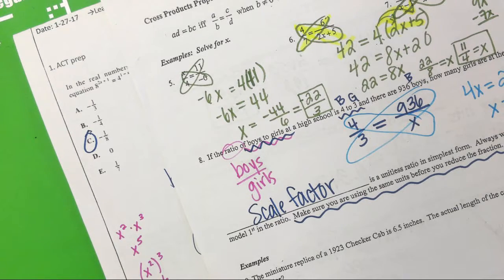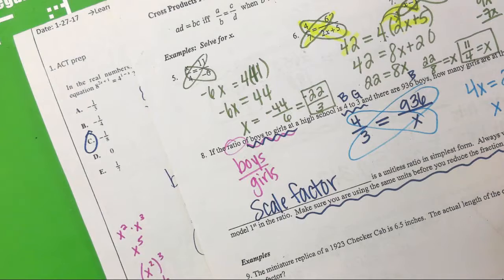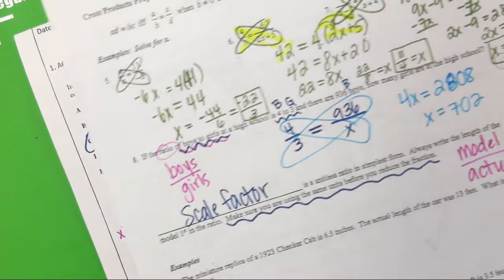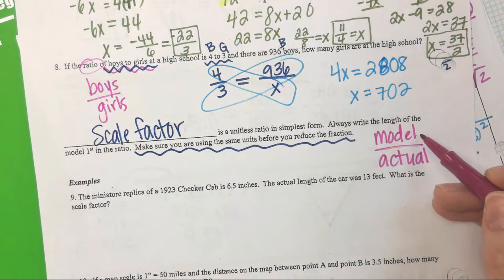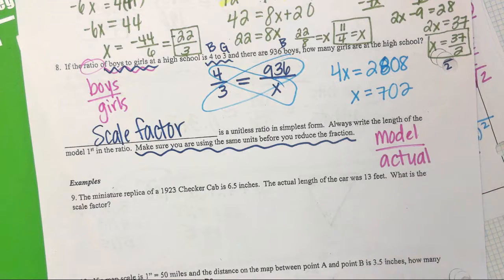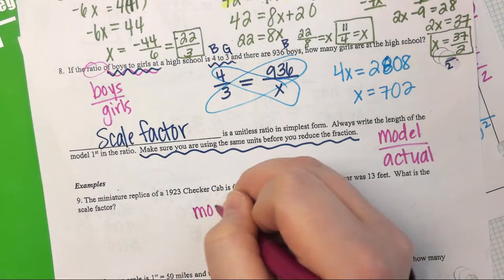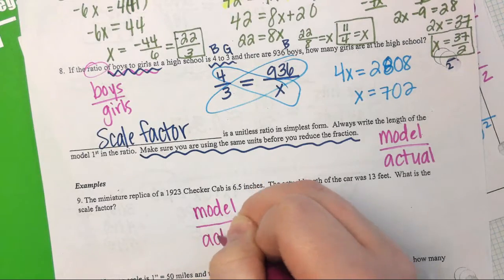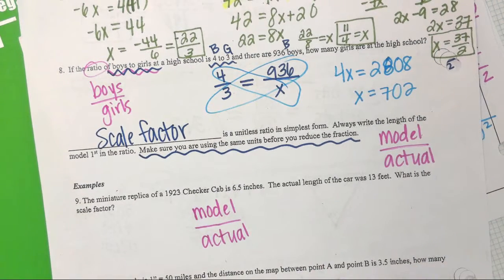I'm telling my own secrets. Okay, so I always do model in the numerator and actual in the denominator. Think of my model Eiffel Tower versus the real Eiffel Tower. And in fact, I normally write that first to help me stay on the same page. So model over actual. Model over actual. And it helps me set up my proportions and everything correctly.